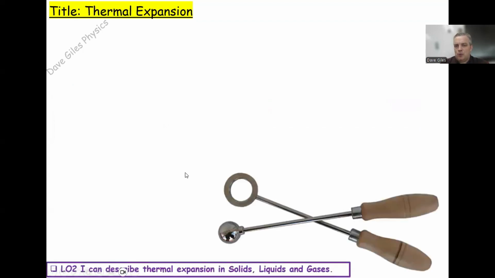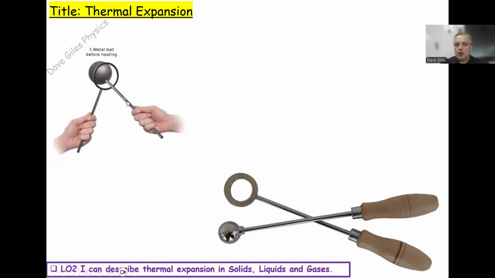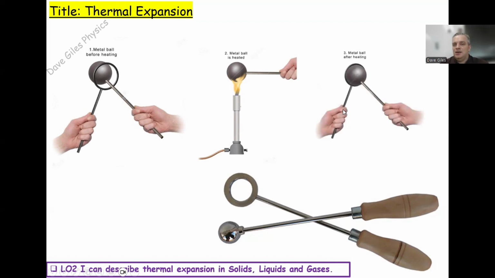So in the classroom, what you'd normally do if you talk about thermal expansion is do a little practical to start things off. And it's with this little set of equipment here, which is basically a hoop and a ball. You start off by passing the ball through the hoop, and it passes through fairly easily. You then heat up the ball in a Bunsen burner. Usually takes a few minutes. You then try and pass the ball through the hoop again, and you find that the ball will not actually pass through the hoop now. And the reason for that is that the ball has expanded due to the heat.